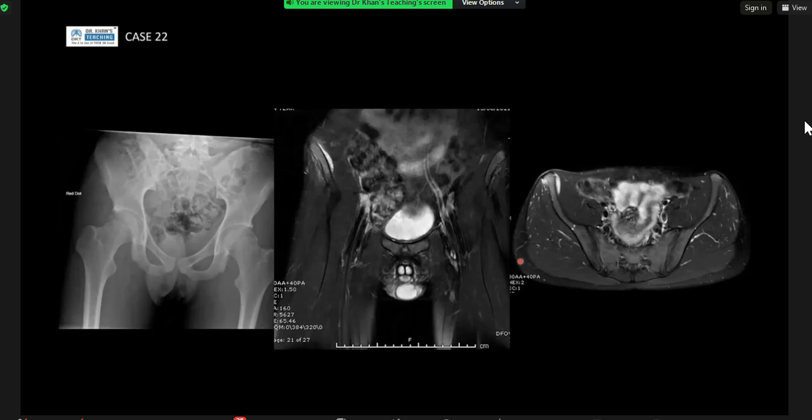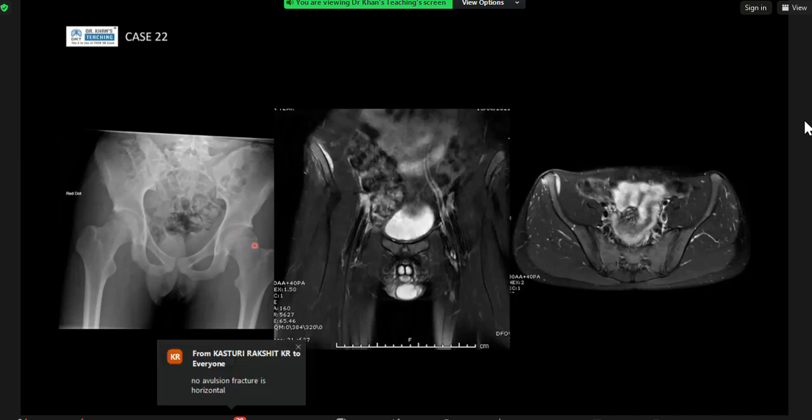So I think findings are suggestive of an avulsion fracture of the right anterior superior iliac spine, where it's the insertion of the sartorius, I think. Yes. So it's an avulsion fracture. That's right. So an avulsion fracture, you can see, is in an older child. The growth plates are almost fused.